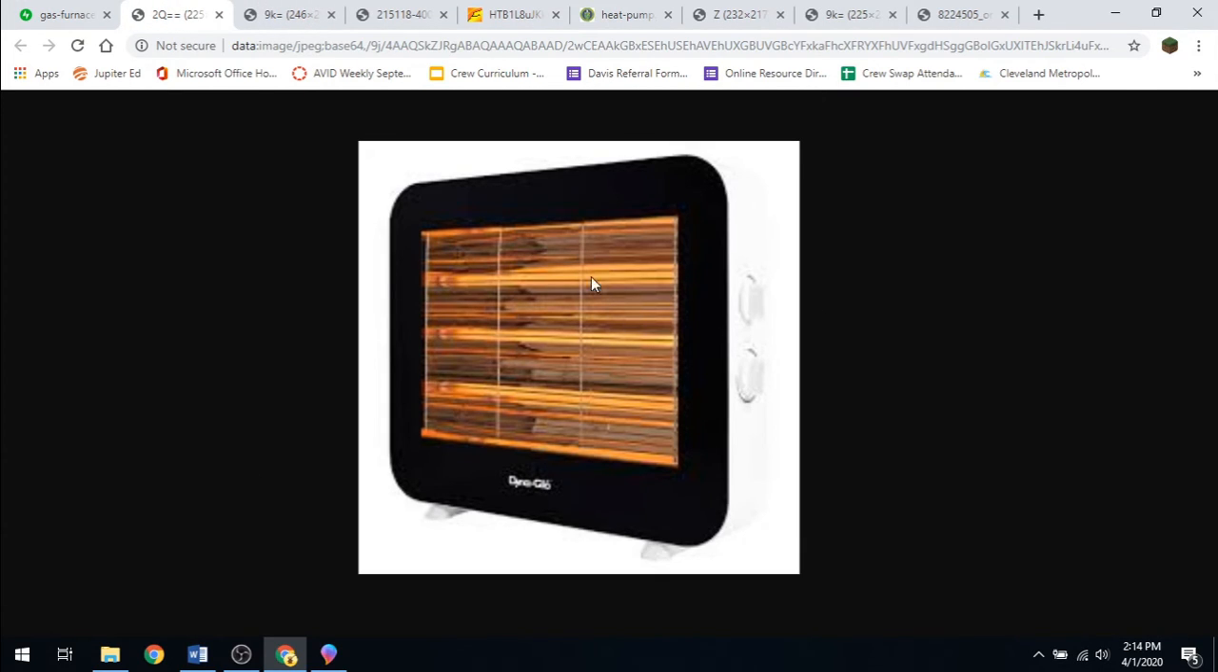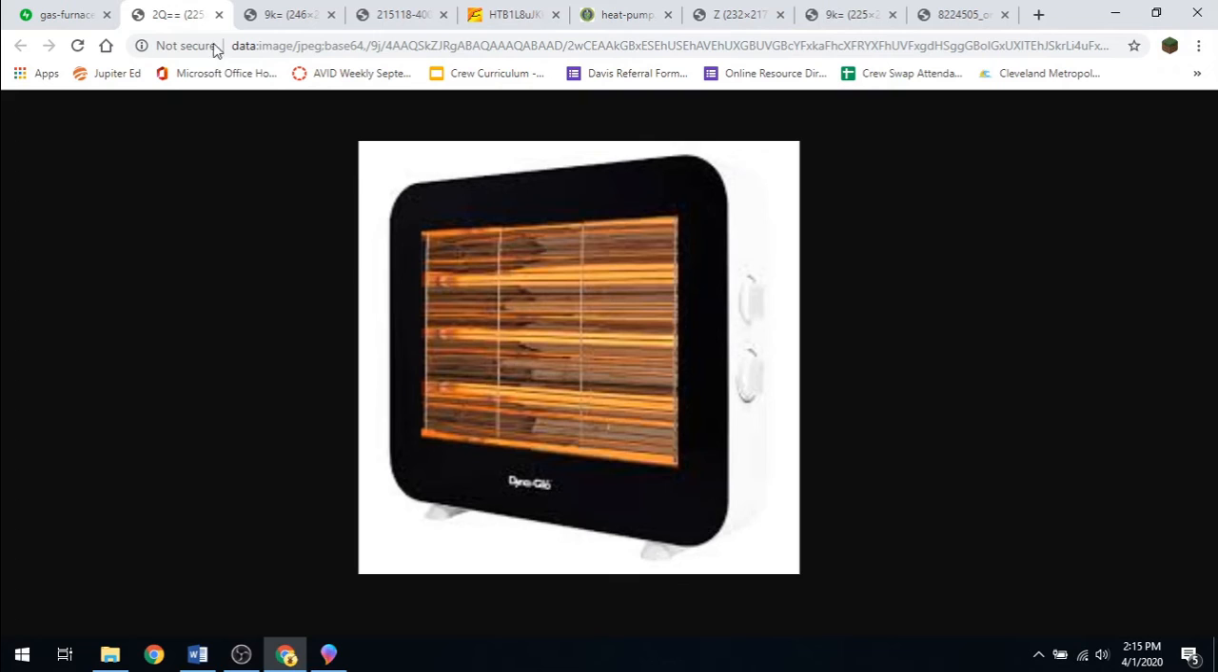Also, an electric heater uses electricity to heat up air. There's electricity going through the coils, and that heats the air around it. You get convection, and that gives you hot air. Same thing in a toaster. You've got electricity passing through these wires, and that heats up the air around it and toasts your bread.